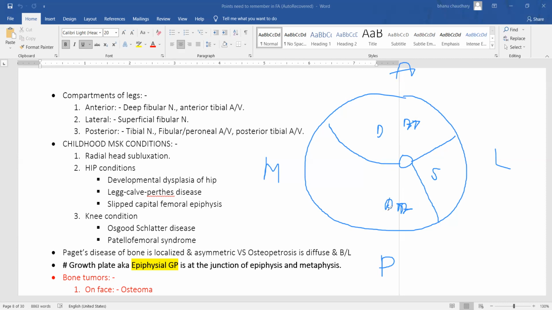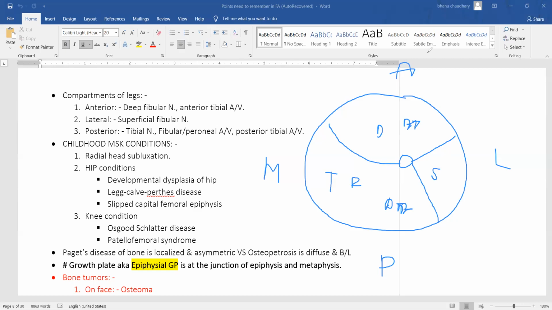Similarly, you also have the tibial nerve, which runs in the posterior compartment, right? And you also have the fibular artery and fibular vein, which run in the posterior compartment. So for the posterior compartment, you have the tibial nerve, along with the posterior tibial artery and vein, and the fibular artery and vein. For the anterior compartment, you have the deep fibular nerve, along with the anterior tibial artery and vein. In the lateral compartment, I have only the superficial fibular nerve. Is that okay?